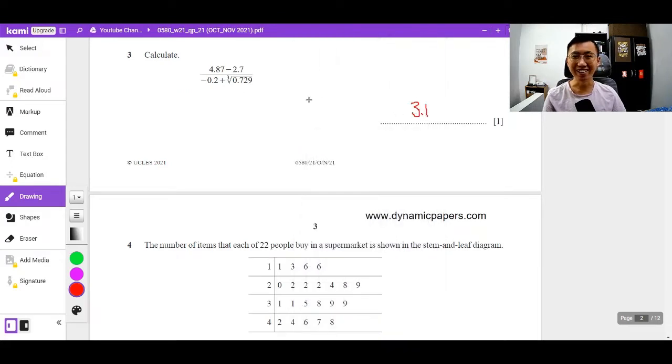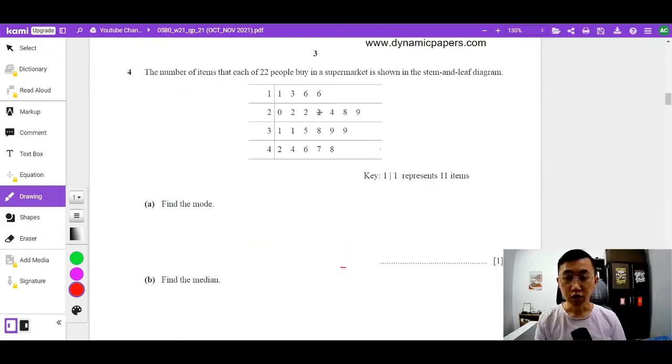Okay, so that is the answer, 3.1. So this one is just a calculator practicing game. Question 4 is a stem and leaf diagram. Let's read the question. The number of items that each of the 22 people buy in the supermarket is shown in the stem and leaf diagram. Alright, so the most important thing is you must understand the key. 1 followed by the slash or divider. 1 represents 11 items.